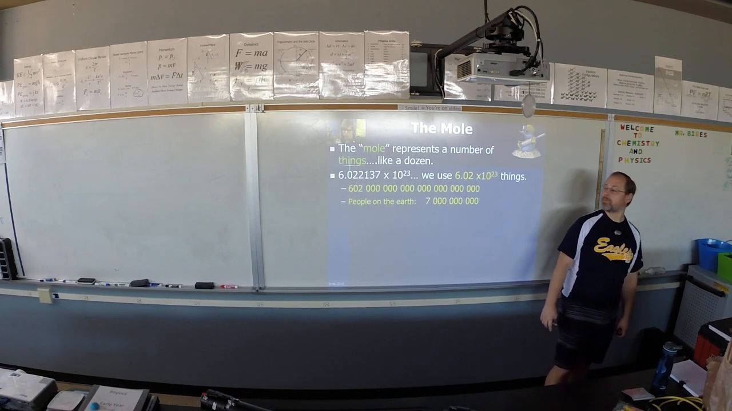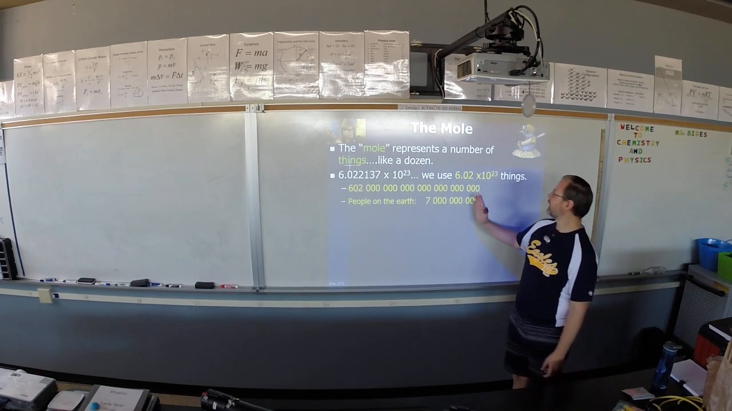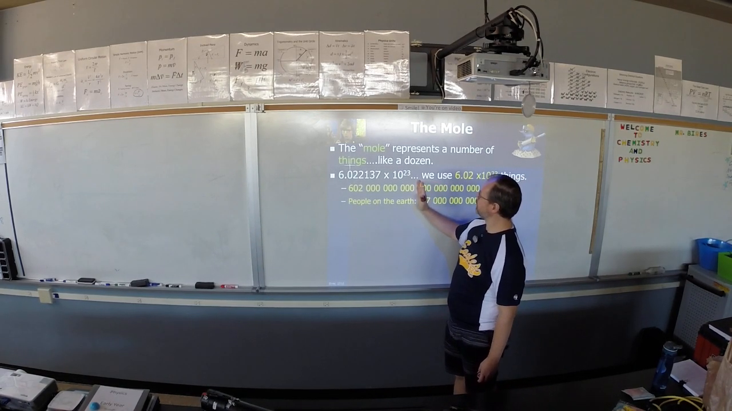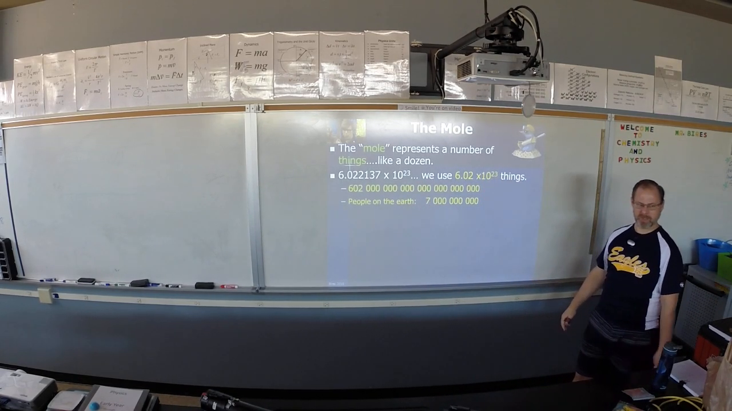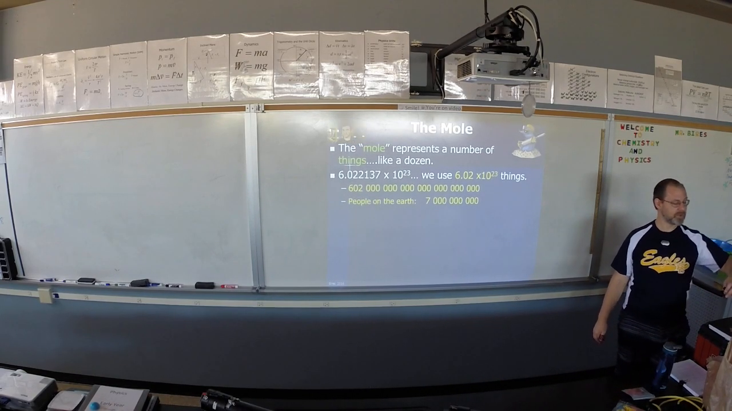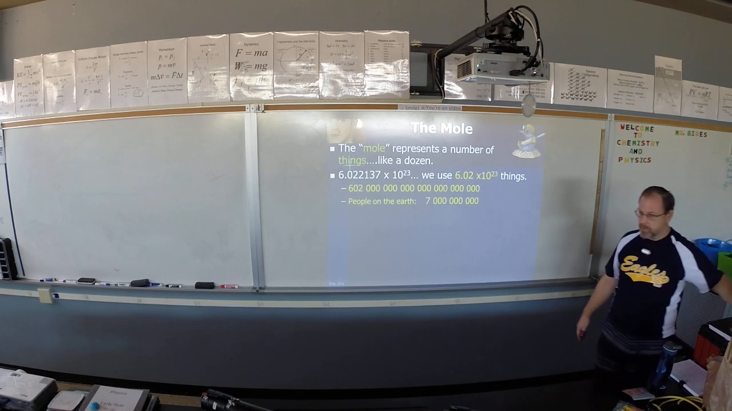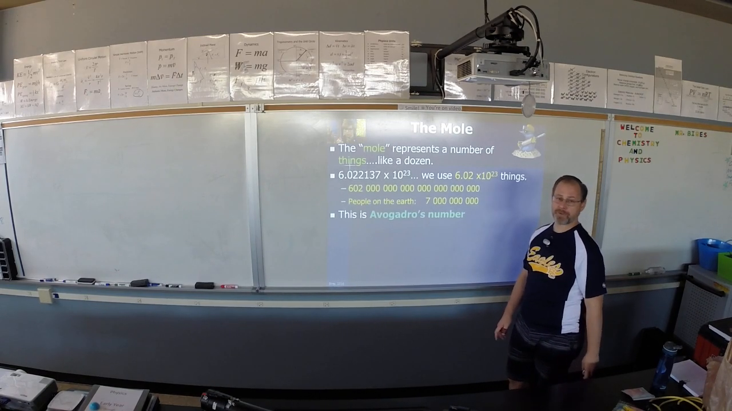So the mole is a huge number. It's 6 with a giant pile of zeros after it. If that's thousands and that's millions and that's billions, that's trillions, it's 1,000 billion trillion, almost. It's huge. So 6 times 10 to the 23rd things per mole. Now the things are usually atoms, but they don't have to be. So we're calling this Avogadro's number.